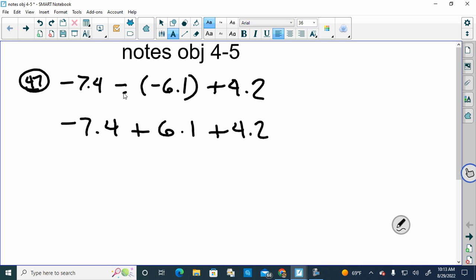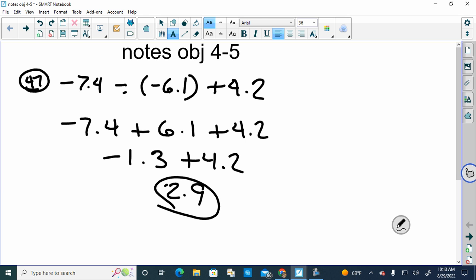Okay, so a -1.3. Okay, so now my signs are different again, so I'm subtracting, but this time I'm taking the sign of the larger number, so it's going to be a positive. But I'm still subtracting, so 4.2, should have added 2.9. Yeah, ignore that dash. So it's a positive 2.9. Good? Starting out easy? Too bad.